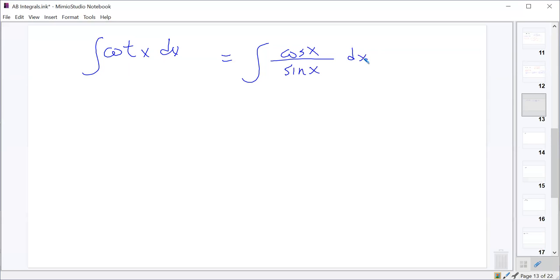Let's let u be sine. Generally, if you have something in the denominator, that's what you're going to want your u to be. What does du become? Cosine x dx. And now we've already got the cosine x dx up there. We just end up with an integral of 1 over u du. And what's the integral of 1 over u du?